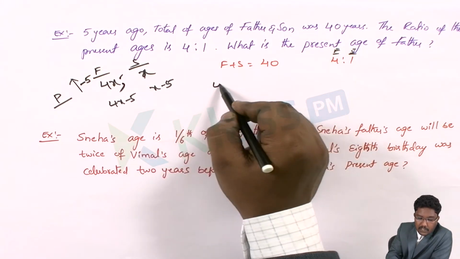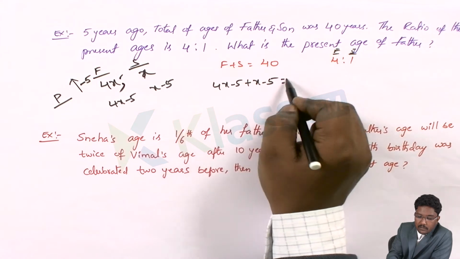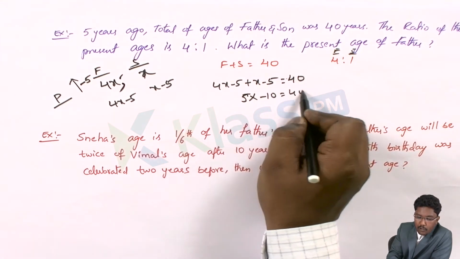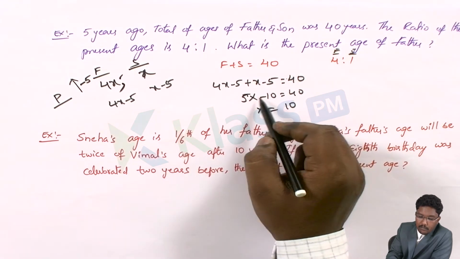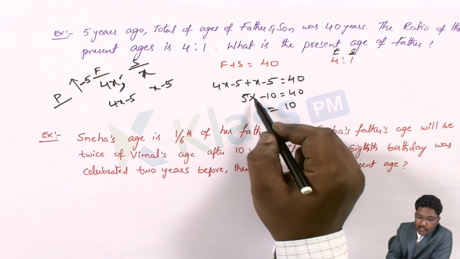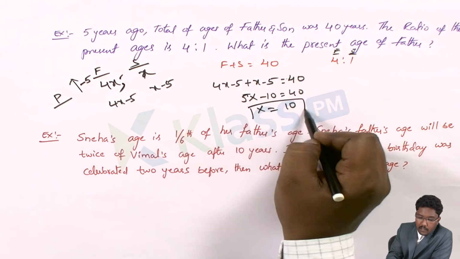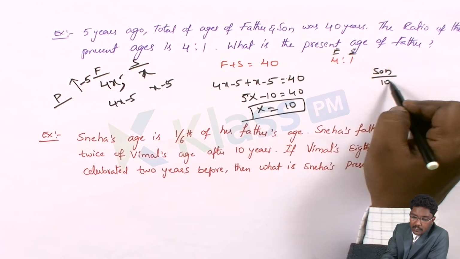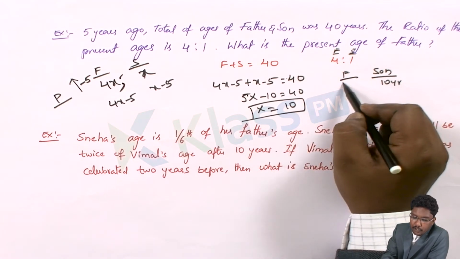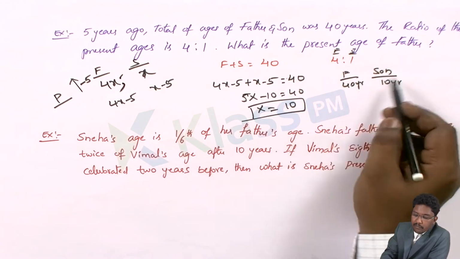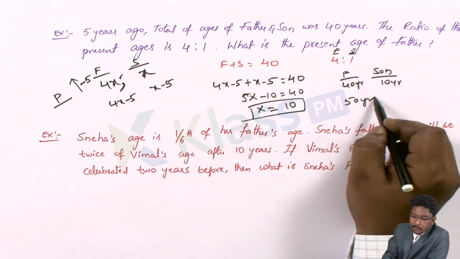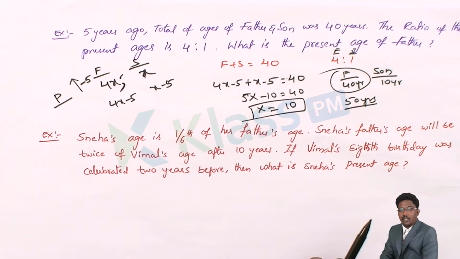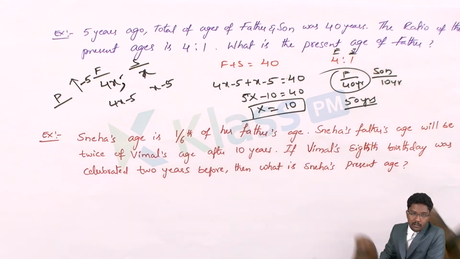So their sum is 40 years. Sum of their ages: 5x minus 10 equals 40. So 5x equals 50, x equals 50 by 5, which is 10. So what is the present age of the son? 10 years. What is the father's present age? 40 years. The sum of their present ages is 50 years. But he is asking the present age of father, so 40 years only.